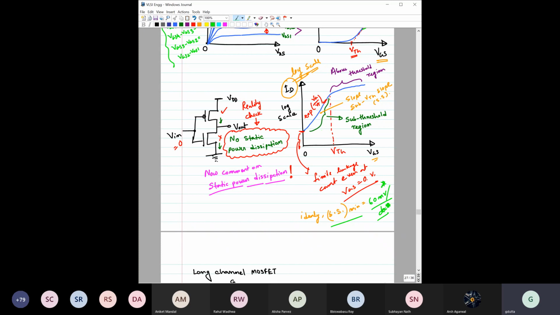So what does this mean? Suppose you are changing from 0 to 60 millivolt. Then the current should increase by one order of magnitude. Say the current here is 10 to the power minus 11. If you change it by 60 millivolt, then the current would become 10 to the power minus 10. So this is the subthreshold slope, and this is the theoretical limitation: the subthreshold slope cannot be below 60 millivolt per decade.